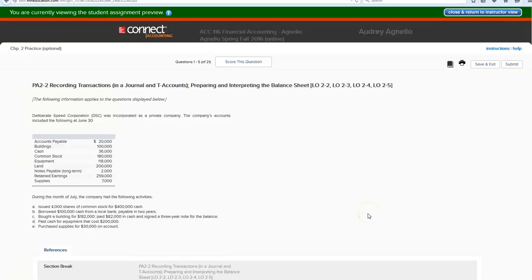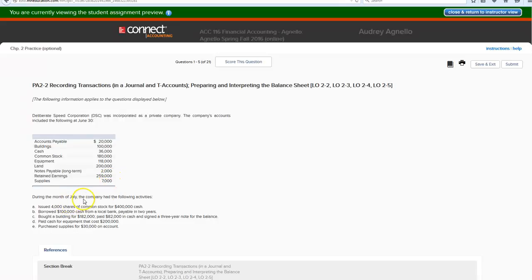Okay, we're going to do problem PA2-2. This is on page 87 in your textbook, and is also the first problem in the Chapter 2 practice problems in Connect. It says here Deliberate Speed Corporation was incorporated as a private company. The company's accounts included the following at June 30th. Here's all the account balances at June 30th.